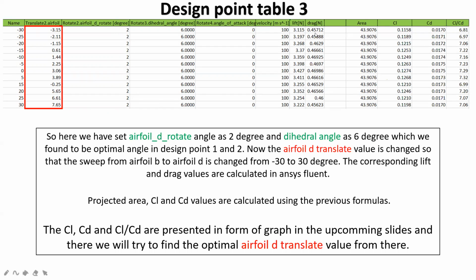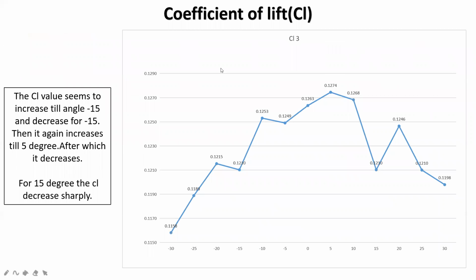We have calculated the lift and drag values using the ANSYS solver, and we have calculated the area. As my teammate Anvesha said, the area does not change when we change the sweep. So the area is the same, and the CL by CD we have calculated using the formulas. Looking at the CL graph, we can see that it increases till minus 20 degree and then decreases for minus 15.